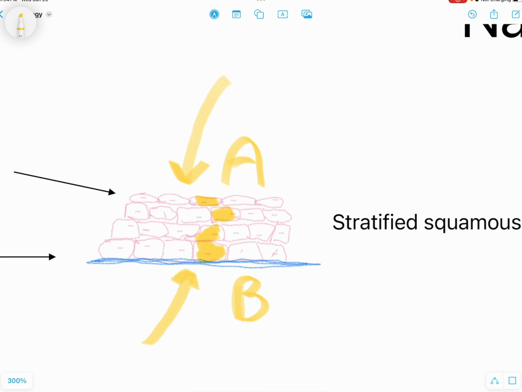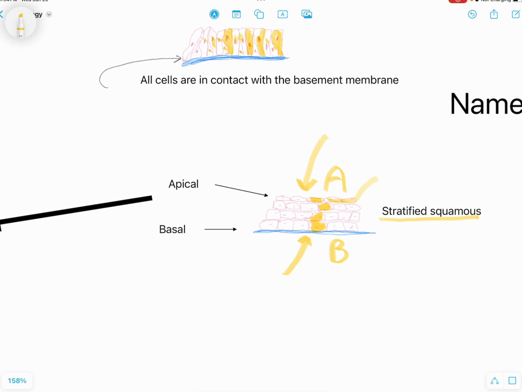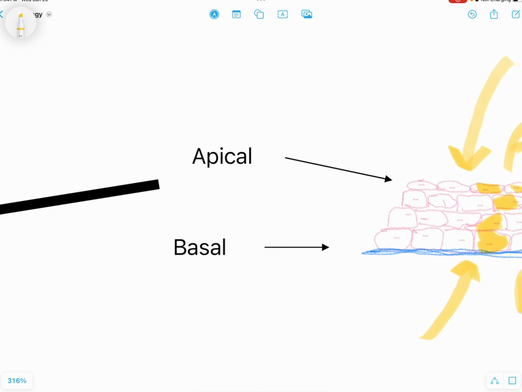So whenever I'm trying to name a stratified squamous, remember because it's multi-layers, I am going to look at the cells that are in the apical. And in this case, you can see that they are more of a squamous. So a stratified squamous. Right? Let's move over and once again remind ourselves, apical means the top layer. Basilar means the bottom layer of cells.